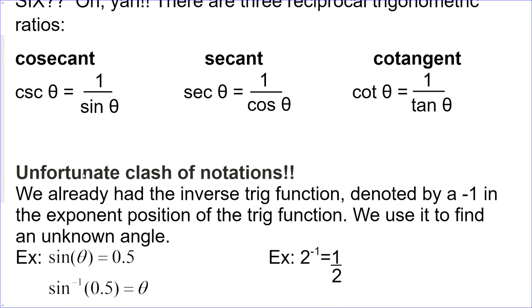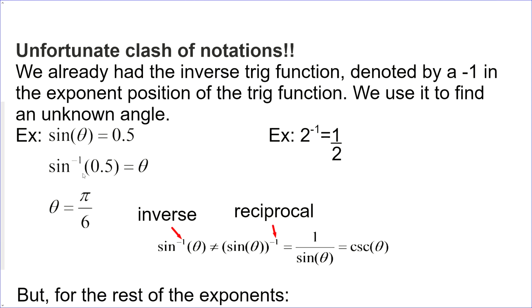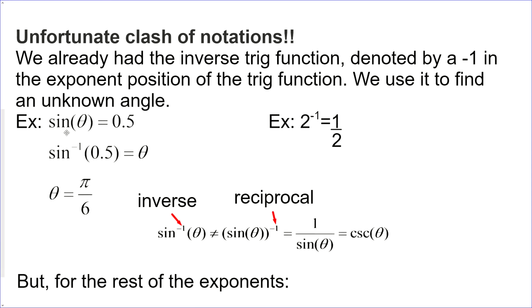We have an unfortunate clash of notations. We have sine inverse, and that's where we're doing the inverse function to isolate for theta. And we write it like this. After the sine, we write a -1 in exponent position. And of course we have this, to the -1, which means the reciprocal. So if you wanted to do the reciprocal, use big brackets around the whole sine function and show it as a reciprocal. And then that equals 1 over sine theta, and that equals cosecant theta.